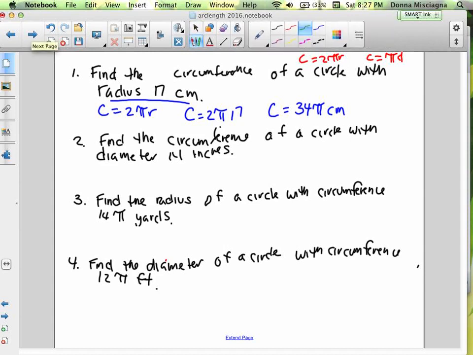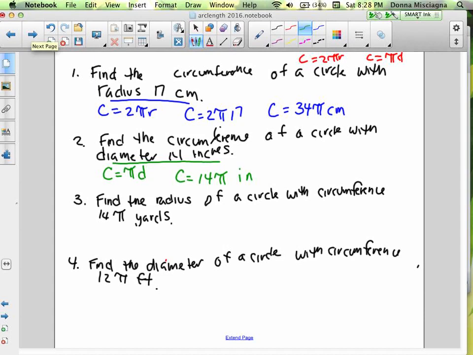Find the circumference of a circle with a diameter of 14 inches. You find the answer first, and then I'll go over it. Okay, so let's go over this one now. I'm going to use this formula, circumference equals pi times diameter, because I know that the diameter is 14 inches. So that means the circumference is 14 pi inches. Just had to replace the diameter with 14.